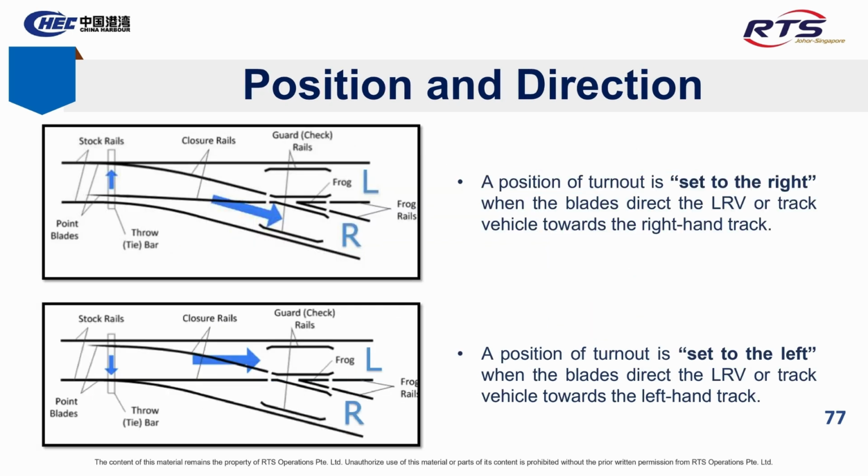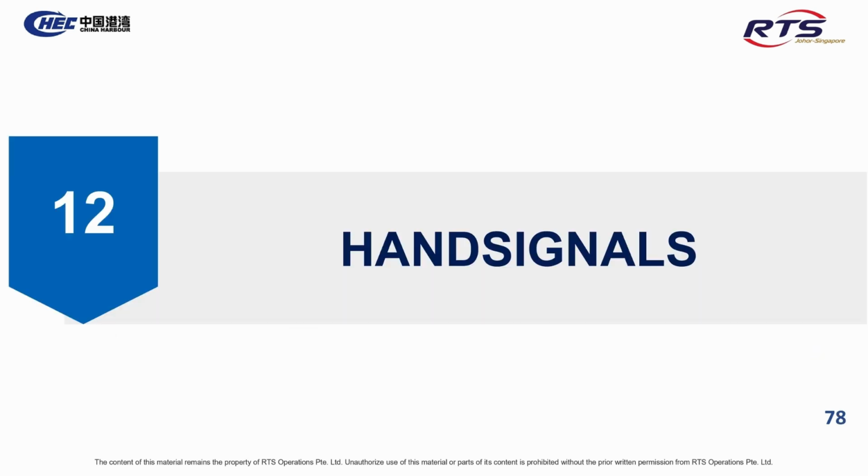Slide 77. Position and direction. A turnout is set to the right when the switch blades guide the LRV or track vehicle to the right-hand track. Conversely, it is set to the left when the blades direct the vehicle to the left-hand track.